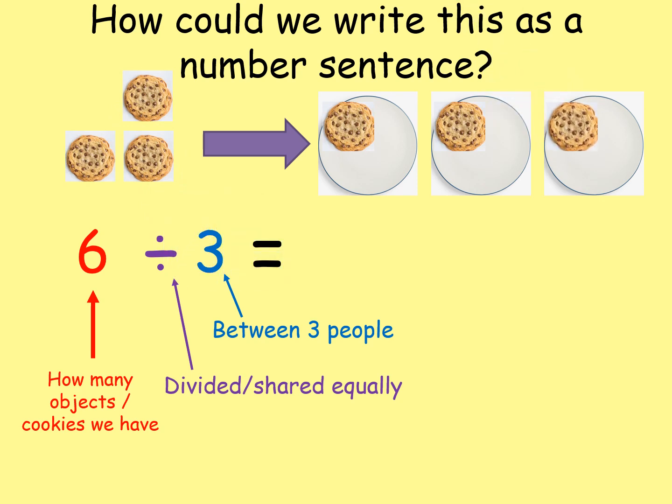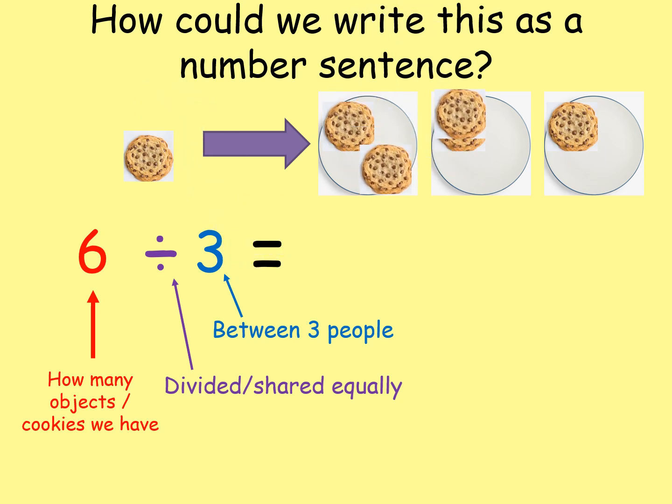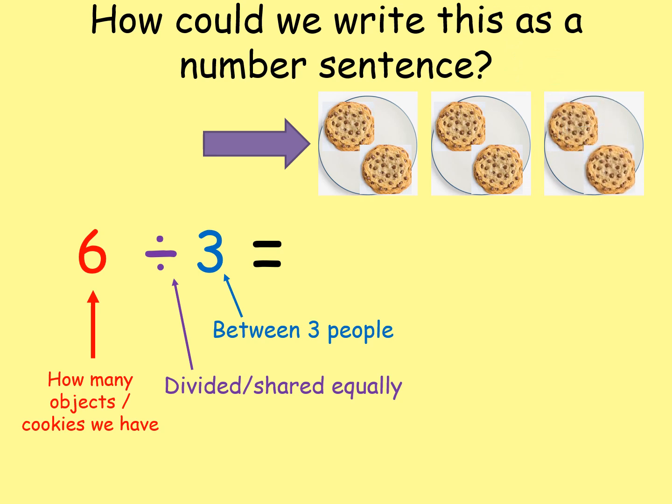At the moment they've each got 1 cookie, but we have 3 cookies left. So there's enough for them all to get another cookie. We give this one another cookie. We give this one another cookie. And we give this one the last cookie.